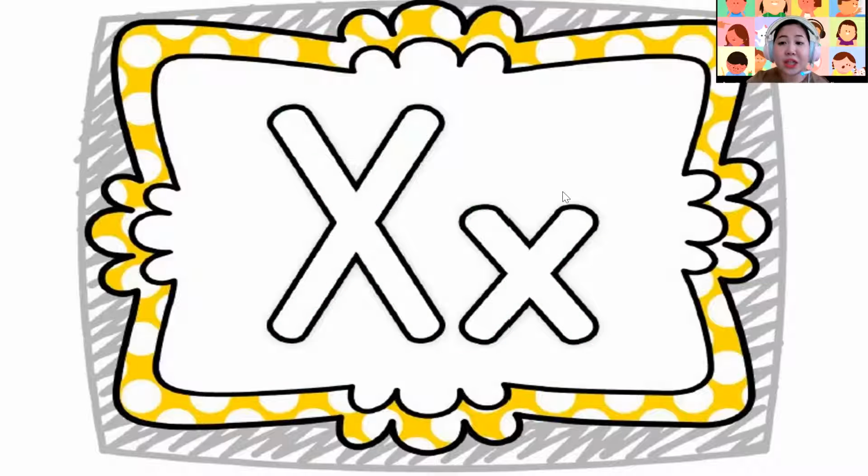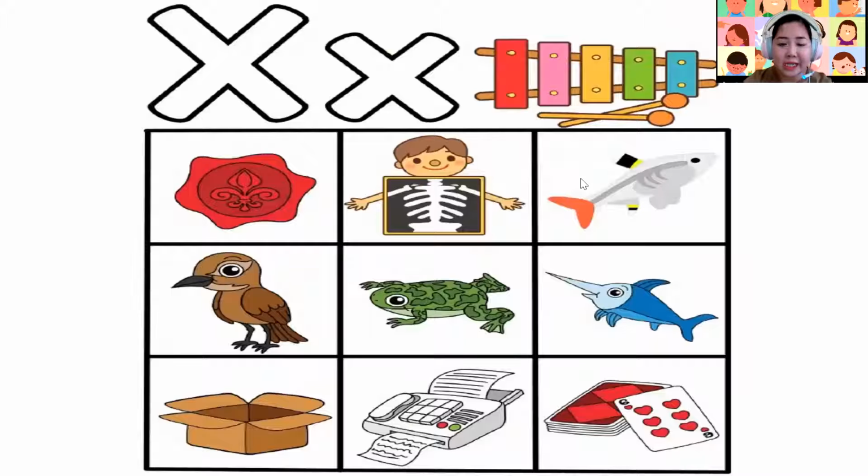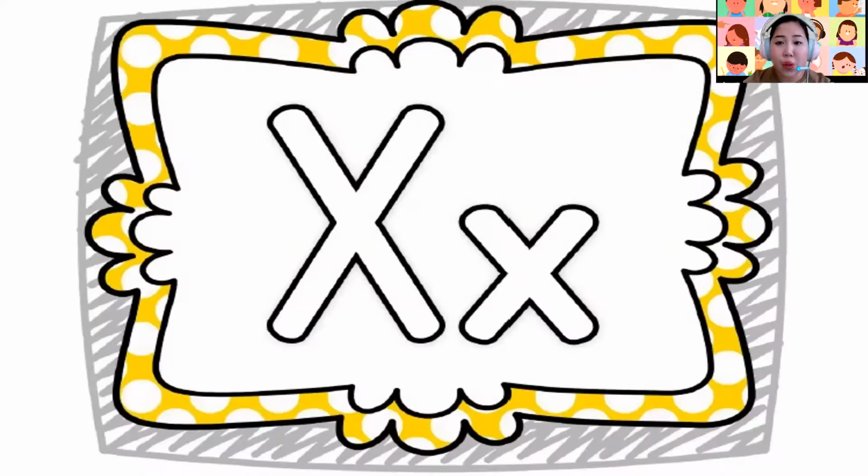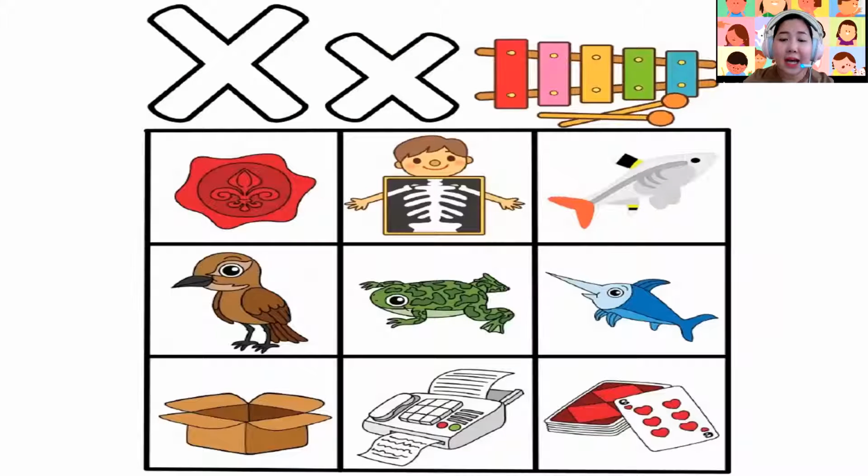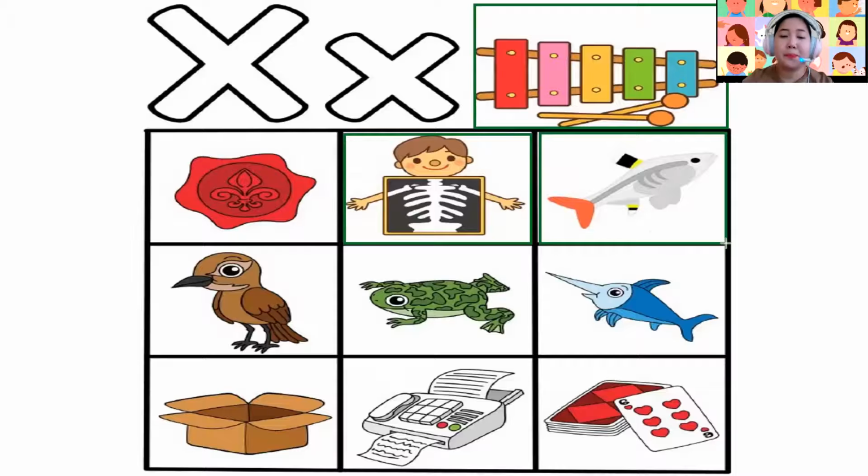Let's see what are the things that begin with the letter X. So we have words here that begin with the letter X. When it says begin, it means that it has the x, x sound in the beginning of the word. Just like we have our x, x for xylophone. We also have x, x for X-ray. We have x, x for fox.